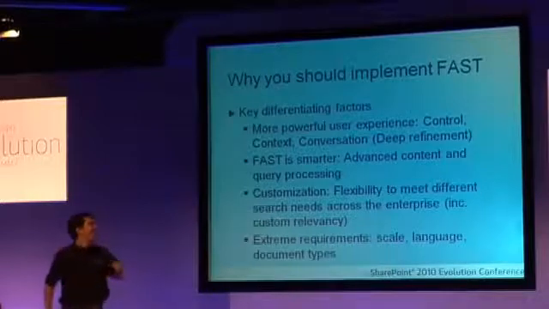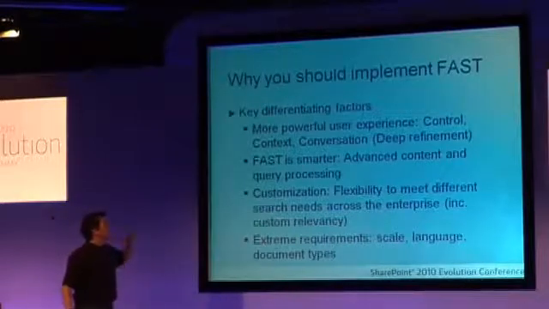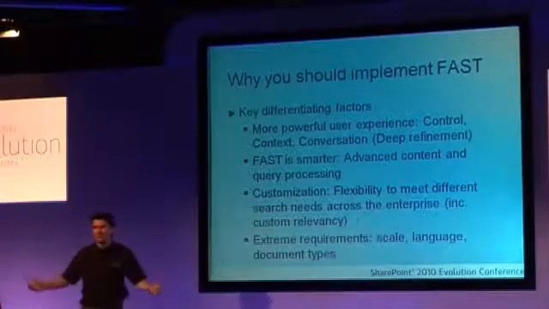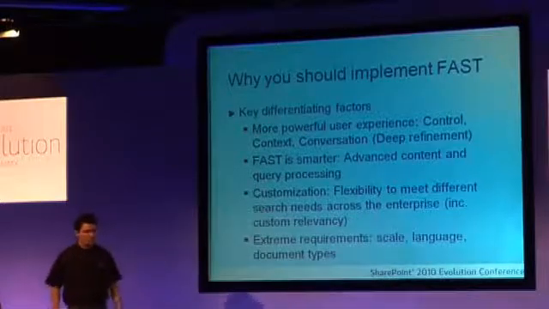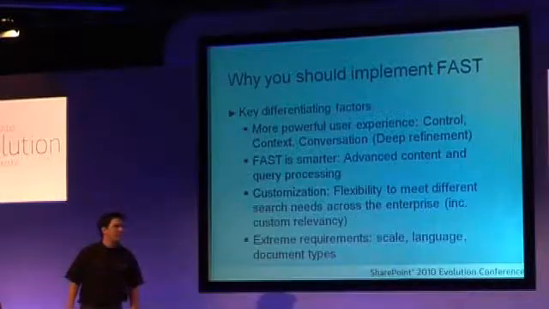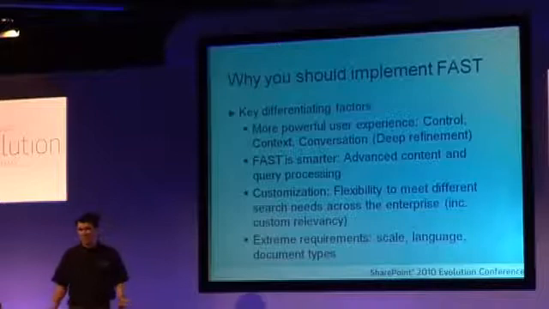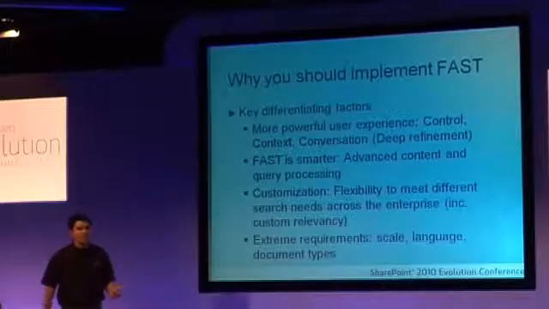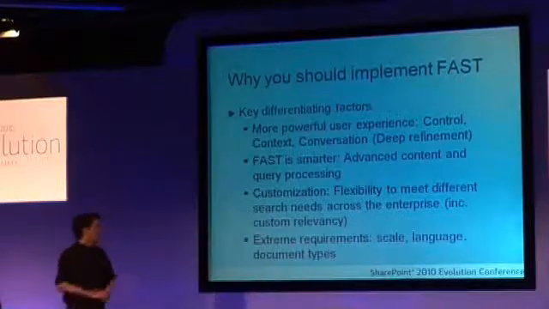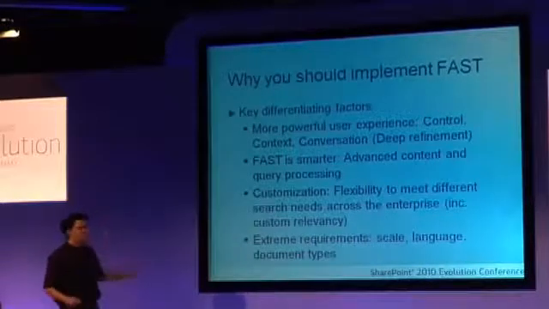Maybe it's going to be scale. If we think that SharePoint supports some, is it 100 million out of the box? Yep. And FAST is going to support between 1 and up to 2 billion. Maybe that's going to be the reason to implement FAST. Maybe it's going to be the customization.